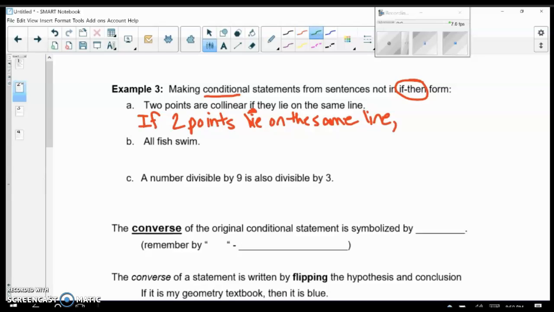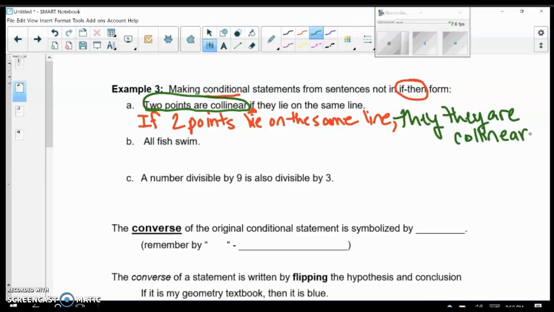So if 2 points lie on the same line. So see, the lie on the same line part is our hypothesis. But then we would say, then they are collinear. Now, it's tempting to just do it word for word and say, if they lie on the same line, then 2 points are collinear. And sometimes that's not wrong, but it's oftentimes just easier to rephrase it so that it makes sense.